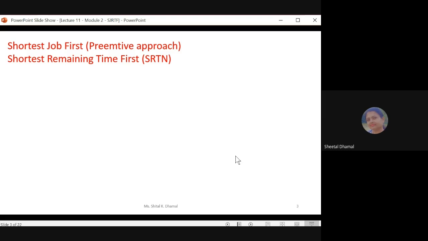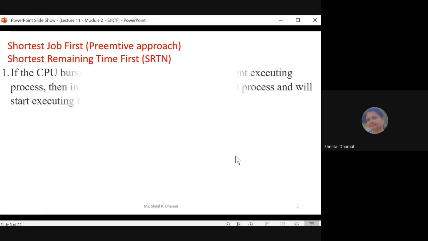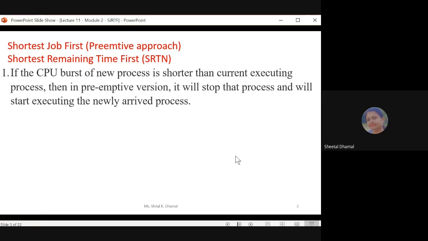Today we will learn the shortest job first scheduling algorithm by using the preemptive approach, which is the shortest remaining time first. So now what is the shortest remaining time first algorithm? Here, if the CPU burst time of the new process which has arrived in the ready queue is shorter than the current executing process, that is the process which is currently utilizing the CPU or which is present in the run state, then in the preemptive version, it will stop that process and start executing the newly arrived process. So this is the shortest remaining time first algorithm.